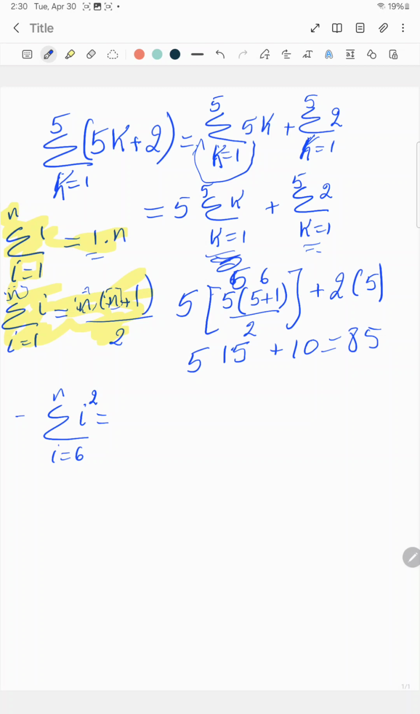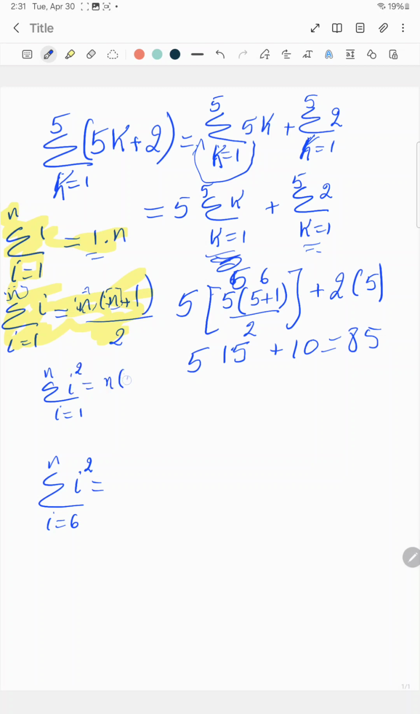I know there is another formula that I showed you in my previous video. Let's move this to write the formula. Let's move it here, and take out this. The formula is the sum of i equals 1 to n of i squared is equal to n times n plus 1 times 2n plus 1 divided by 6. So here I'm going to use the formula. So it becomes, oh, but here I'm starting from 1 and here I'm starting from 6.